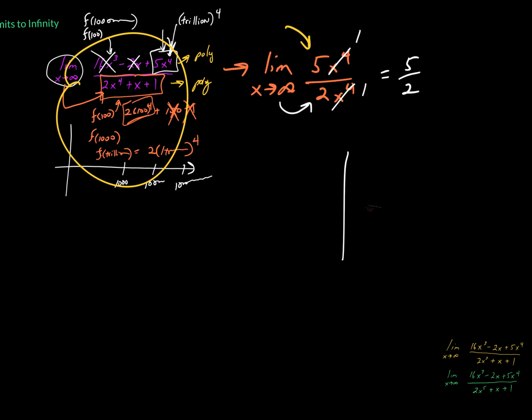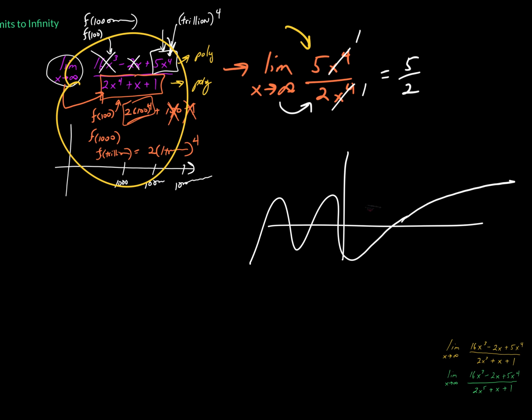So what is this telling us? I don't know what this graph looks like, but as x is approaching infinity, all of our y values are approaching some number, 5/2. Okay?